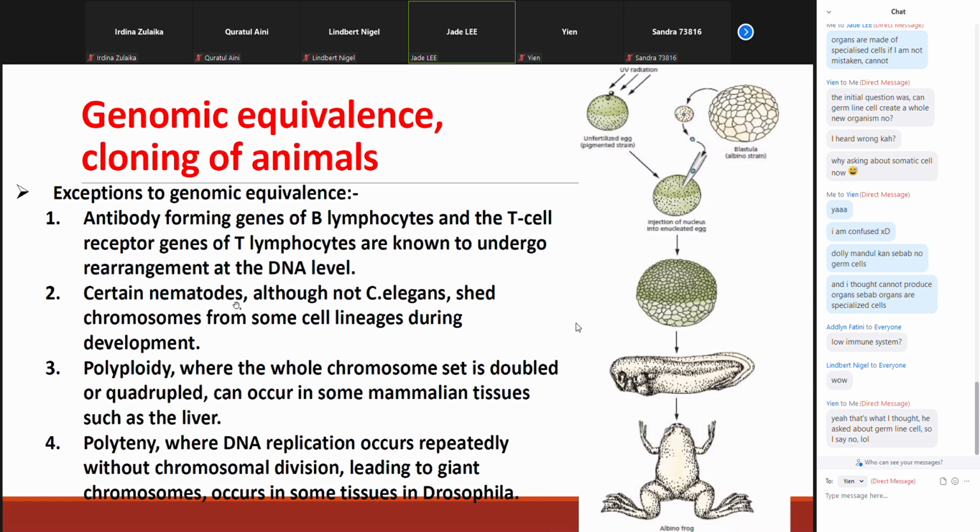And certain nematodes, although not C. elegans, shed chromosomes from the somatic cell lines during development. Also polyploidy, where the whole chromosome set is doubled or quadrupled, can occur in some mammalian tissues, such as in our liver. And polyteny, where DNA replication occurs repeatedly without chromosome division, which leads to giant chromosomes, occurs in some tissues in Drosophila. So these are the exceptions to genomic equivalence, right?